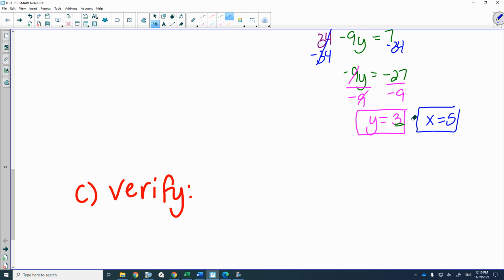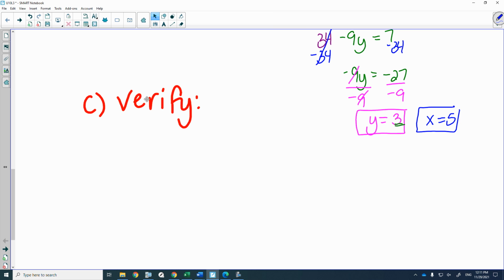We're going to verify, just to review how to verify. And we'll do 2 verifications. In your homework, I'll get you to do 2 verifications. And then on your test, you're going to do 2 verifications. Remember, when you verify, use the original systems.